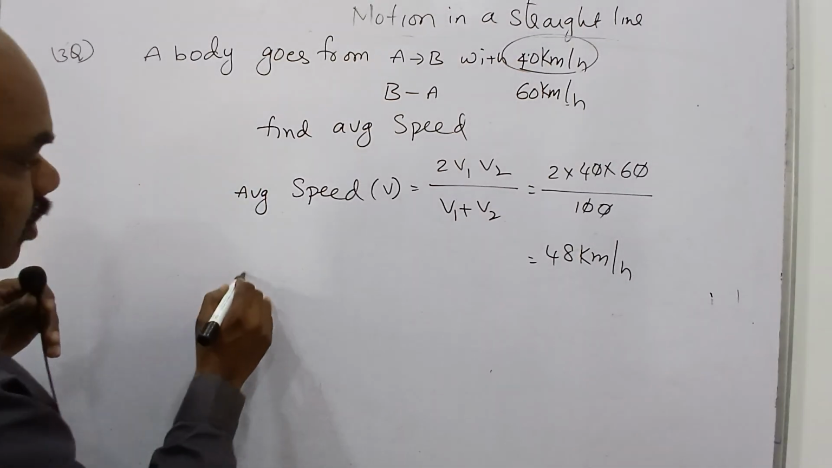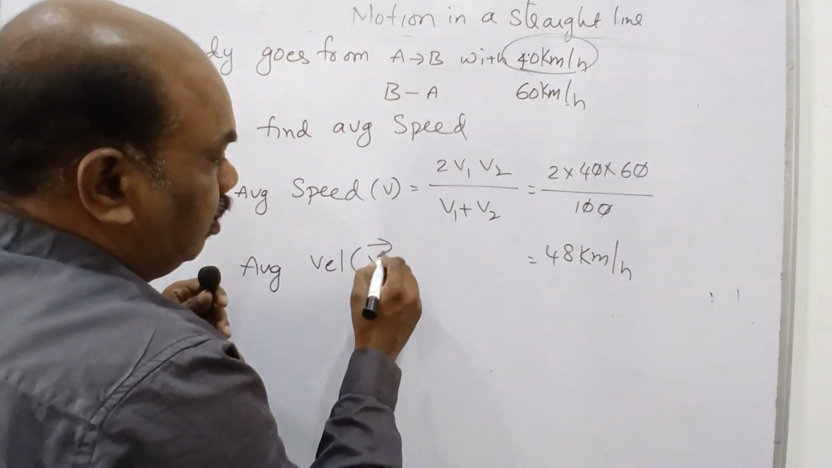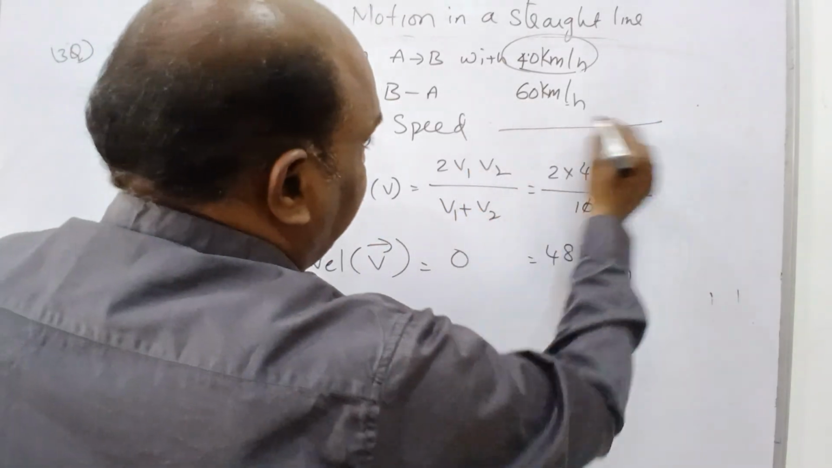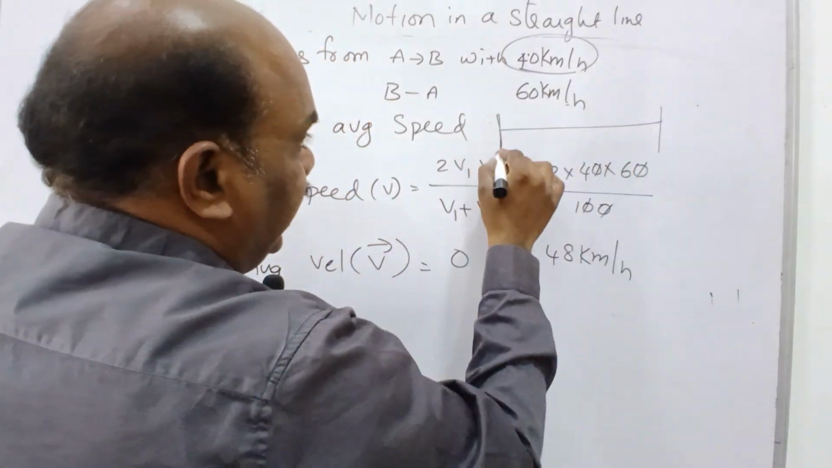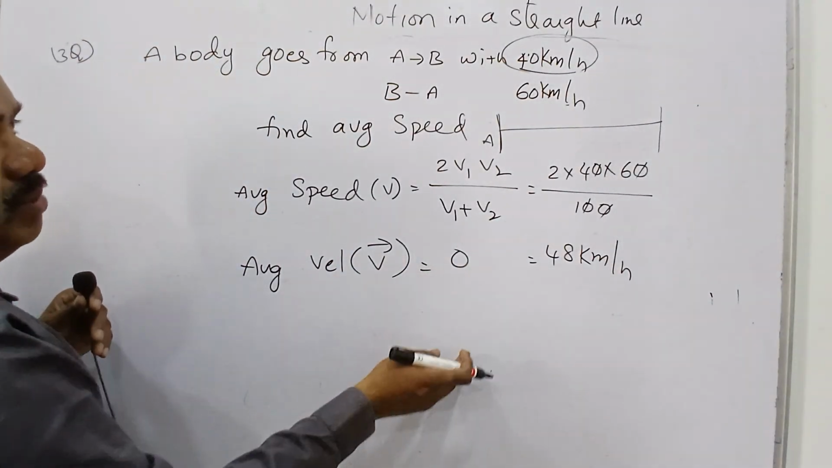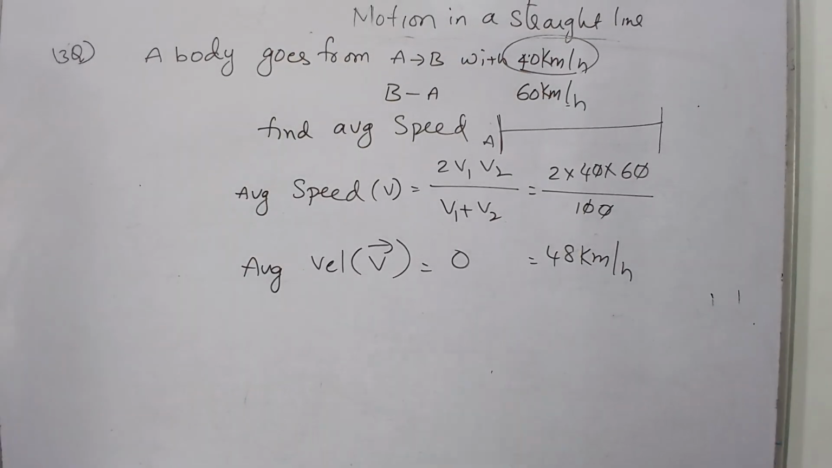Whatever the vehicle, that is not a matter. What is the average velocity, beta? Average velocity is equal to 0. Why? Because he started from A, again came back to A, so displacement is 0. Average velocity is the total displacement by total time. If you reach the same point, always average velocity is 0. Remember, very important.